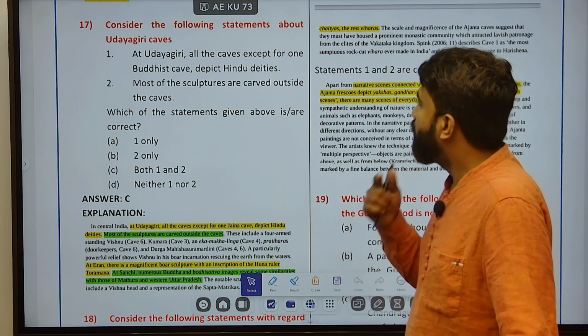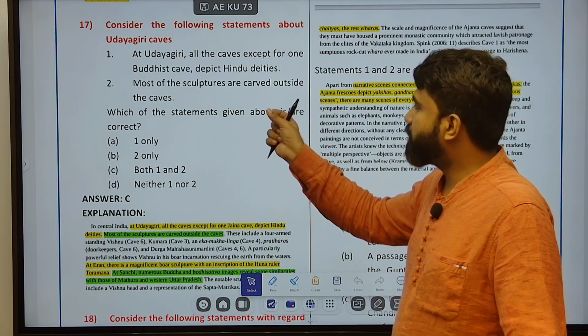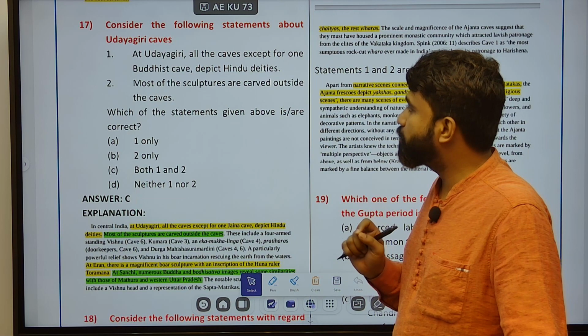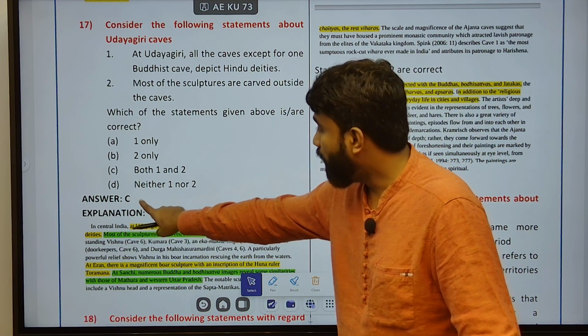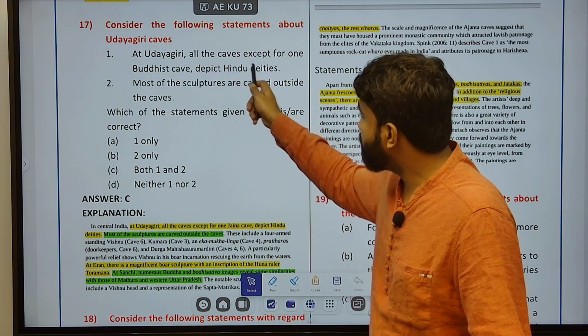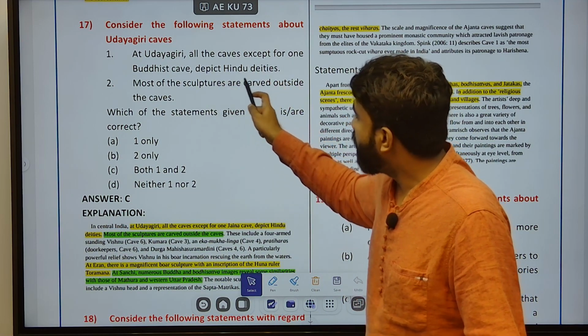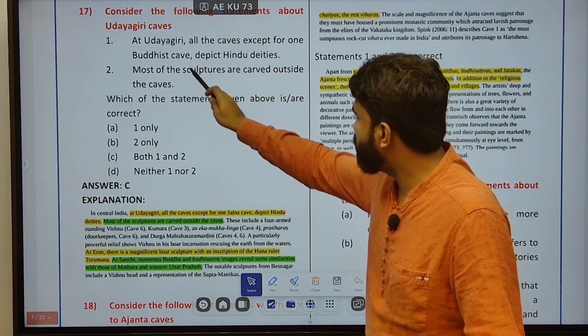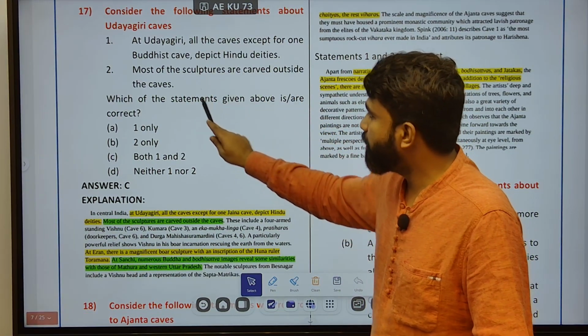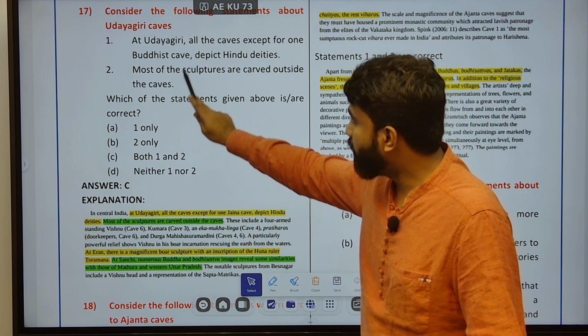Udaygiri caves, all the caves except for one Buddhist cave depict Hindu deities. That is wrong. Here it is given, see, it is wrong. I will update it: except one Jain cave, all depict Hindu deities. So asking about the correct statement, the first statement is incorrect. We cannot choose that one.